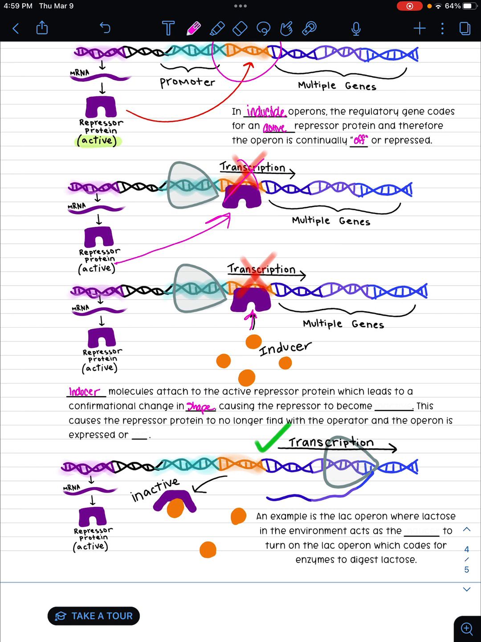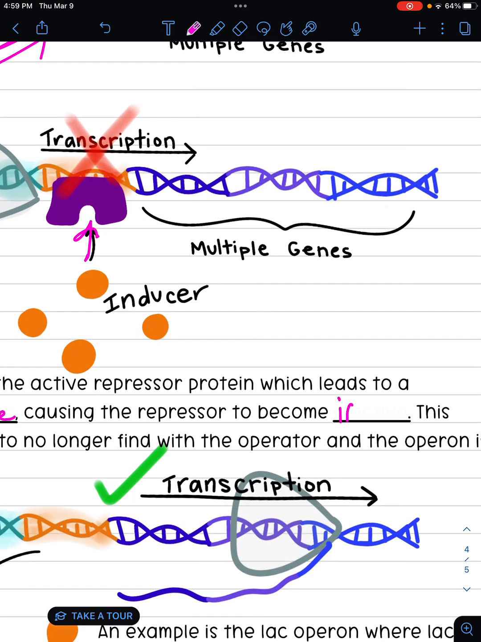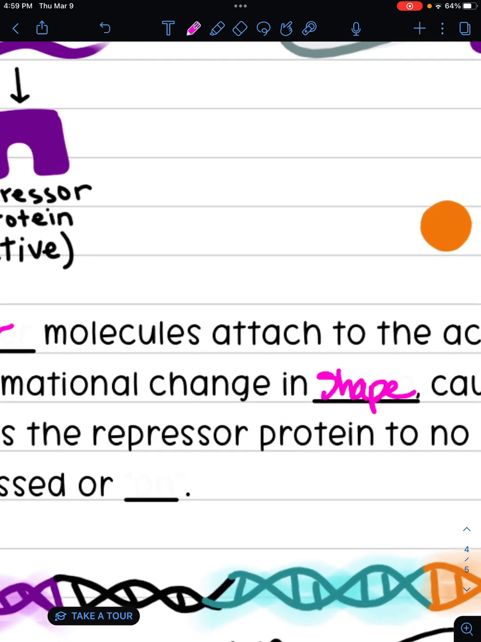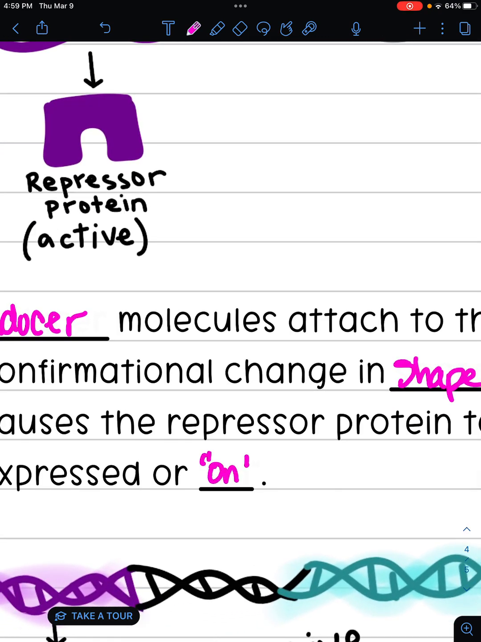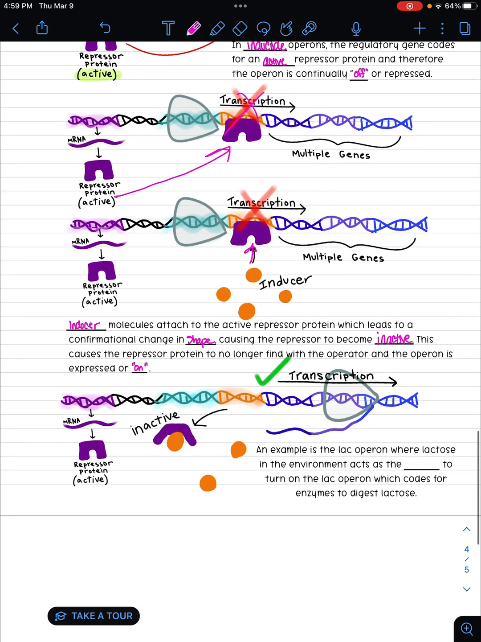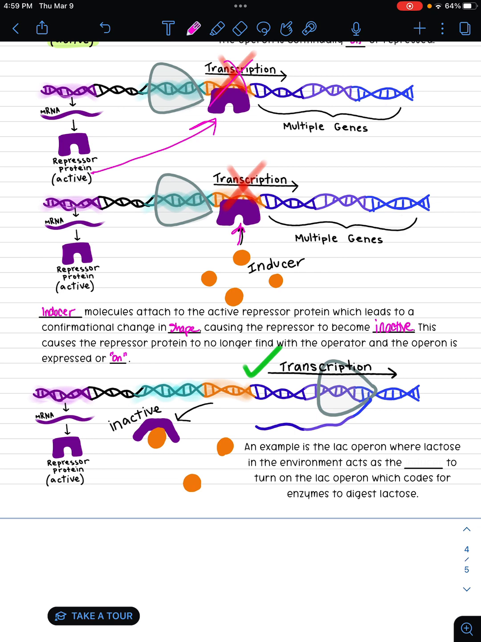We're going to pull it off. Inactive, okay? This causes the repressor protein to no longer bind, I'm sorry, with the operator. And the operator is expressed or on, okay? We're going to pull this repressor protein off. So look at this picture. Here's the example. We're going to pull it off, make it be a change in shape, right? So now the RNA polymerase can go and make its proteins.